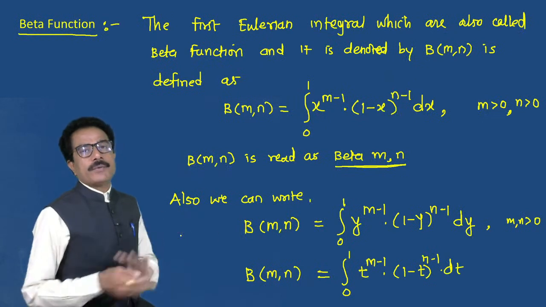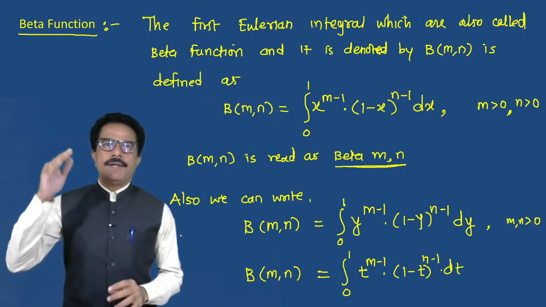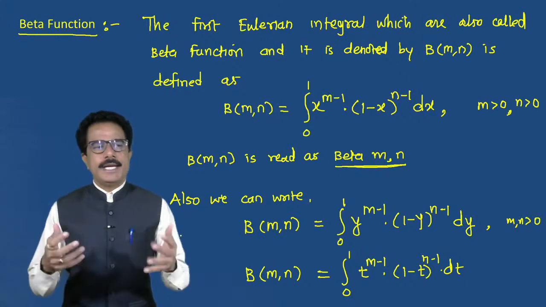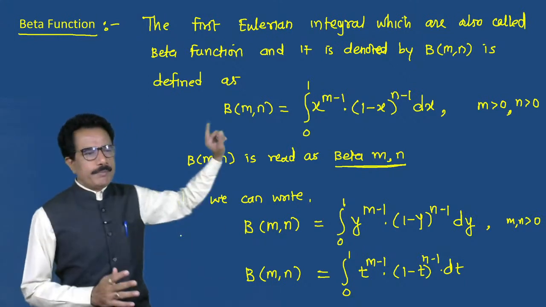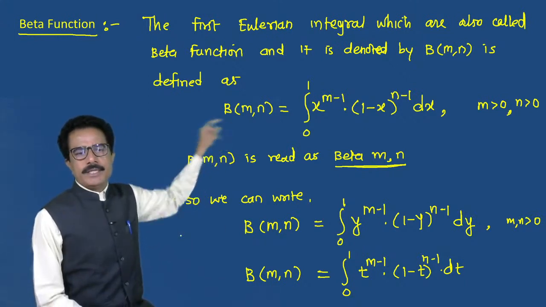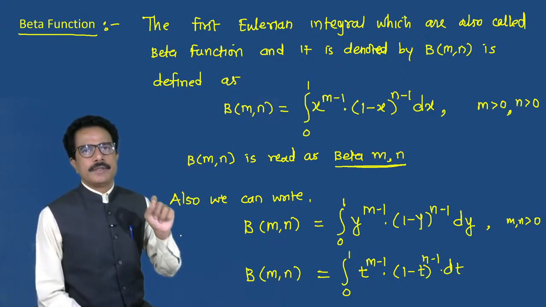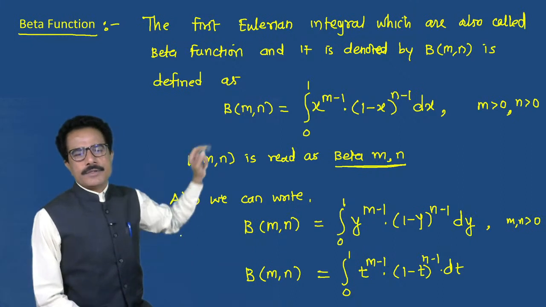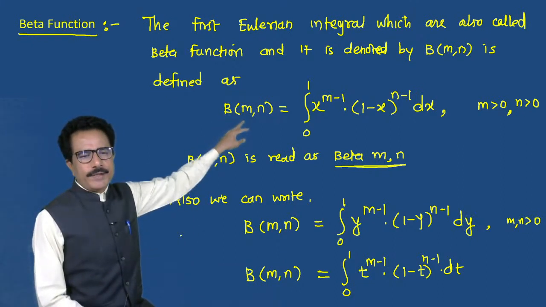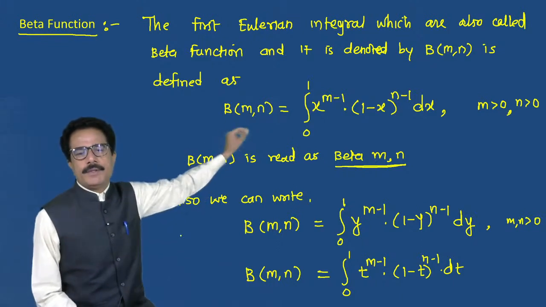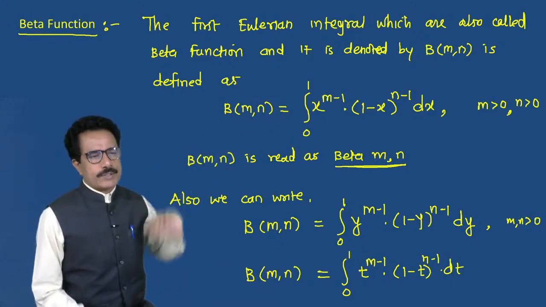In the last lecture we saw the definition of the beta function. How can we write the beta function? Beta of m comma n is actually the first Eulerian integral, a special type of integral, so it is called a beta function. Beta of m comma n is equal to the integral from 0 to 1. Note the difference, here the integral is from 0 to 1.